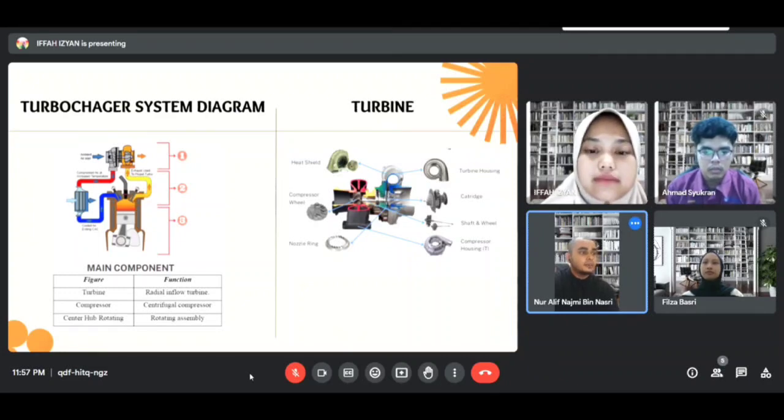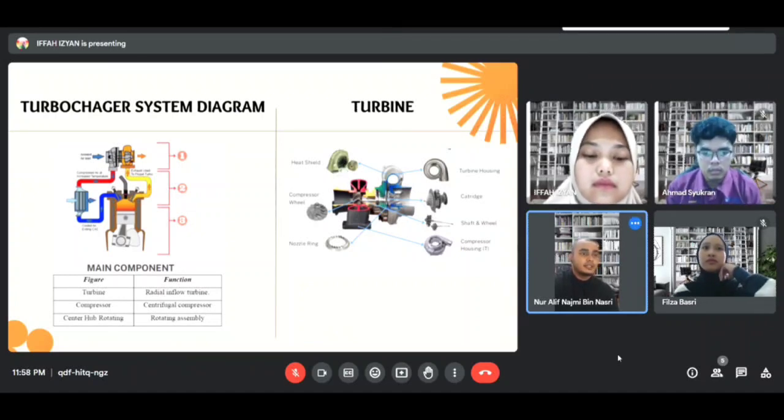The second part in the turbocharger system is the compressor. The compressor's function is to bring in compressed air at increased temperature and bring the cooler air, via the CAC, into the engine. The third part is the center hub rotating assembly, which we can also call the engine.